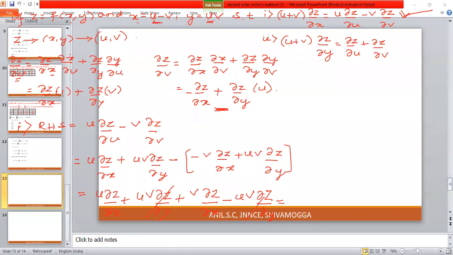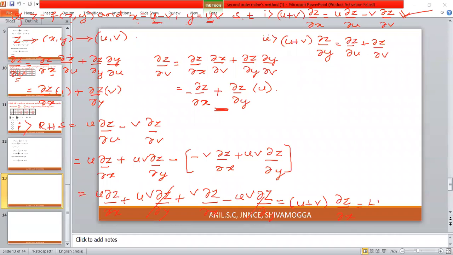Del z by del x. Yes, del z by del x is common in both the terms. You keep it outside. As del z by del x comes outside, what we get within the brackets is u plus v. U plus v into del z by del x. This is what we require.